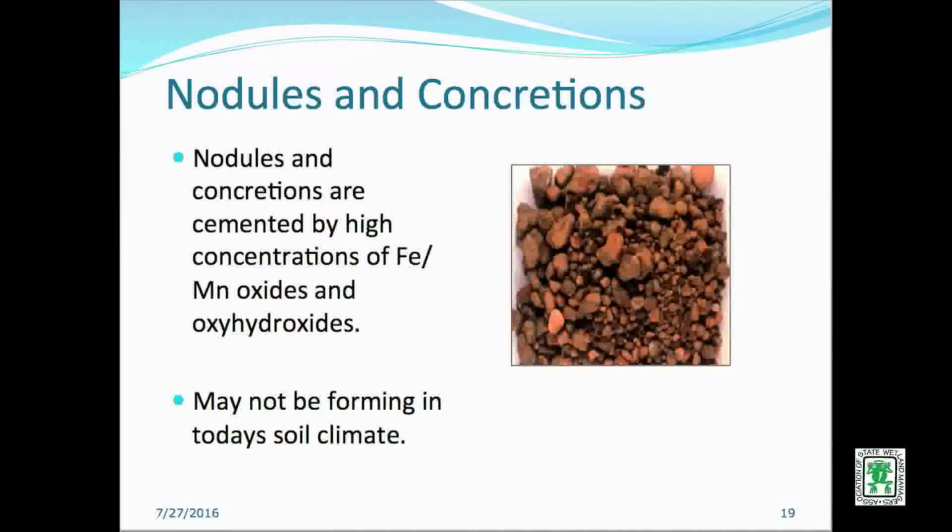Now here's our cemented forms. We have nodules and concretions, and there's not much difference between the two. Nodules have no concentric rings. If you break these open with a rock hammer or a sharp knife, if you notice concentric rings, they're called concretions. But that's a very minor difference between the two. The important thing to know is that these are highly cemented, and it's hard to know whether or not they are forming or degrading in today's climate.